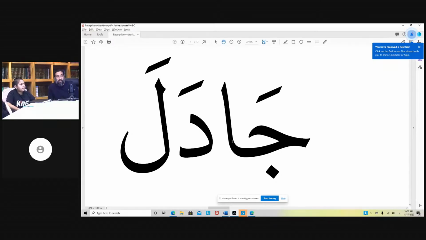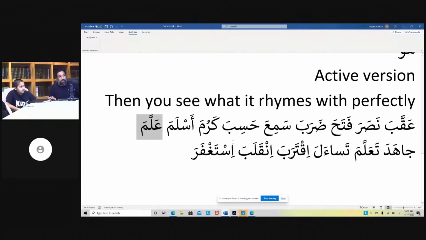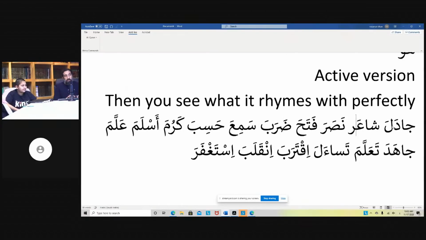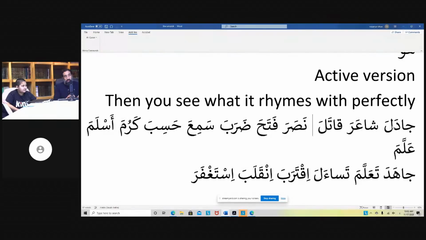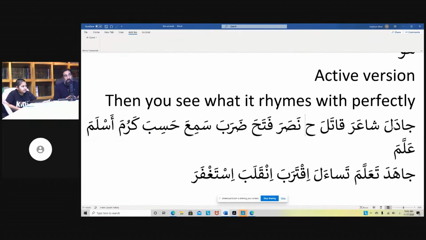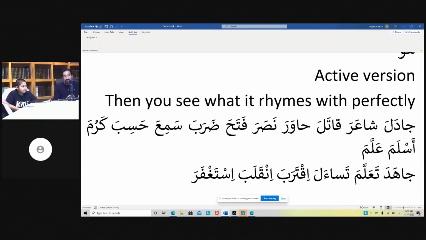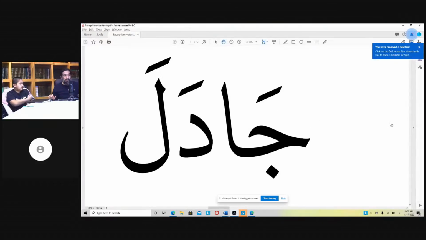Good. Now I want to know what family does it belong to. I wrote them very quick. Good job. Jahada, and I'm gonna write it above. Jadala, Sha'ara, Qatala, Hawara. Those are all Jahada family. Fa'ala, right? They belong to the Jahada family. If it does belong to the Jahada family, now you remember the Jahada Yujahidu?